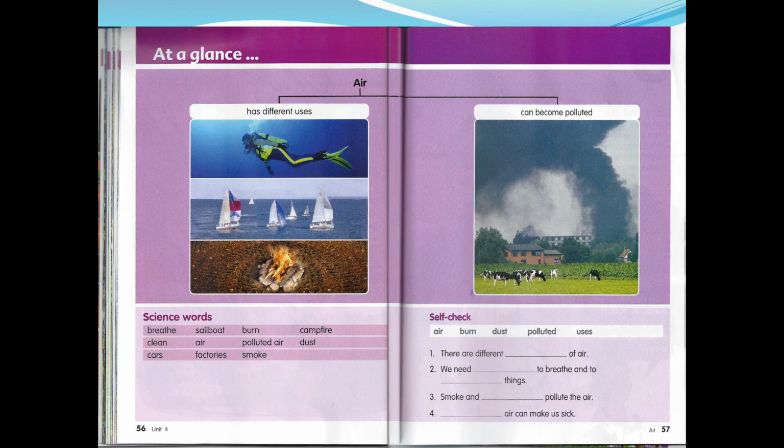Now let's see the Thought Check section. We have the words air, burn, dust, polluted, and uses. Sentence 1. There are different uses of air. Sentence 2. We need air to breathe and to burn things. Sentence 3. Smoke and dust pollute the air. Sentence 4. Polluted air can make us sick.